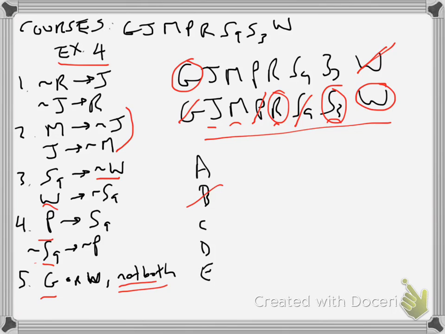Rule 2 tells us we can't have M and J together. A doesn't have M and J together. B we've already eliminated. C does have M and J together. C is gone.